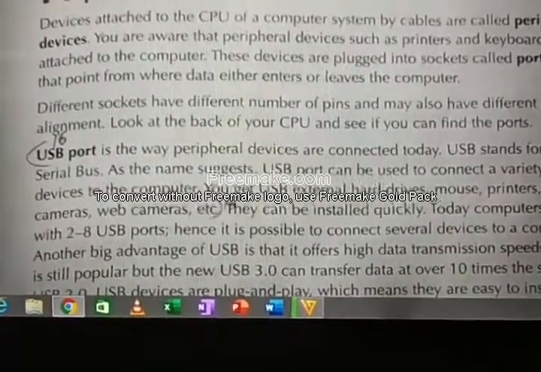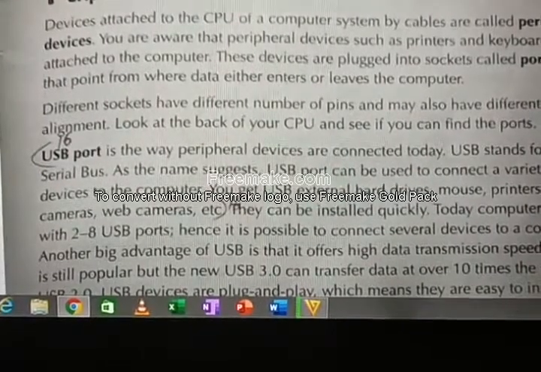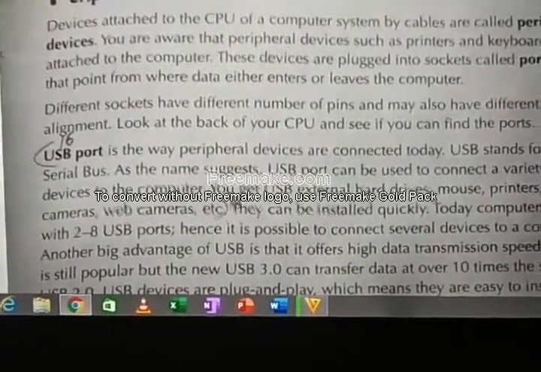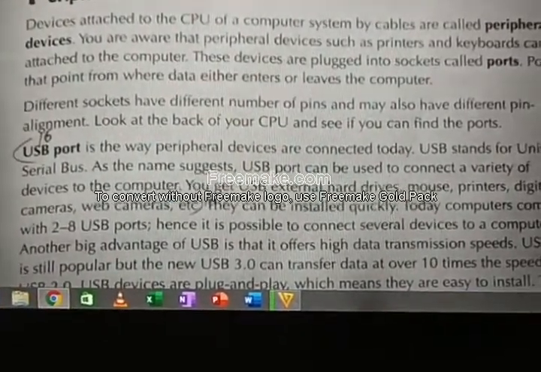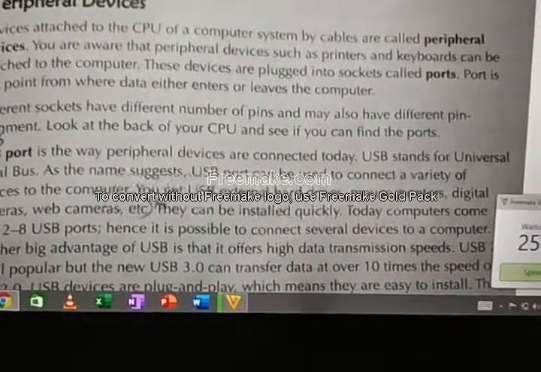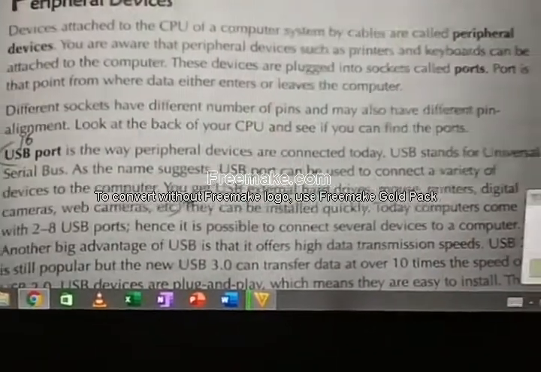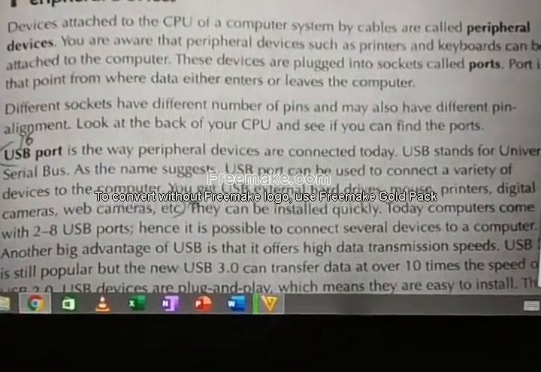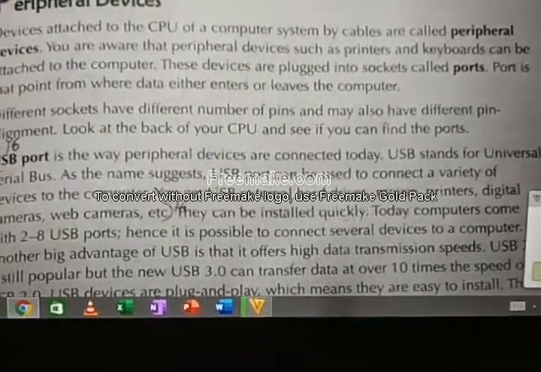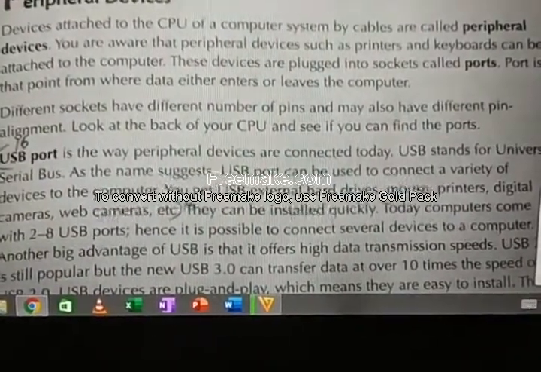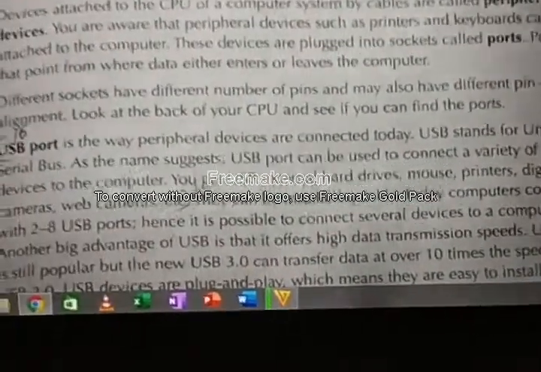The main thing which we normally use is the USB port, where we connect pen drive, keyboard wire, mouse wire, all those things. USB port is where peripheral devices are connected today. USB stands for Universal Serial Bus. As the name suggests, a USB port can be used to connect a variety of devices to a computer.